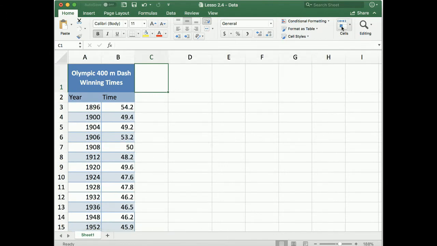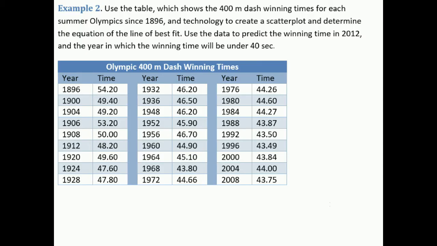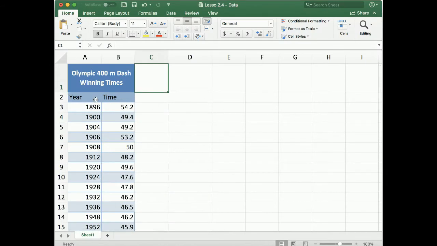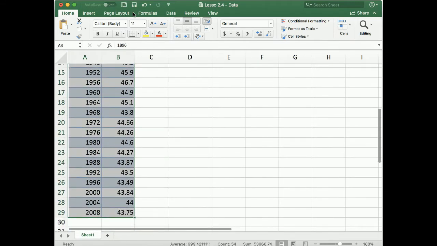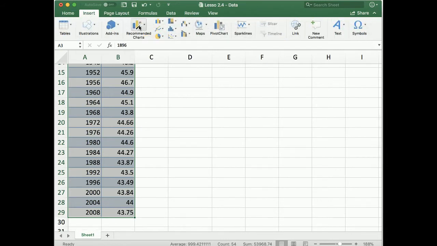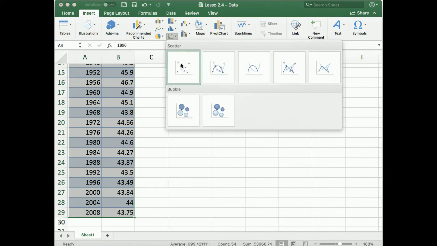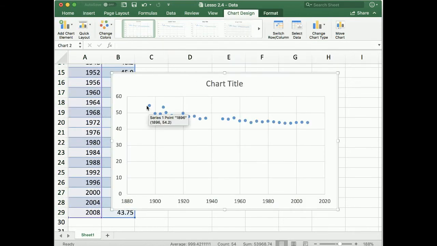And let's go back and look what we're supposed to do. Use the table which shows the 400-meter dash winning times for each Summer Olympics since 1896 and technology to create a scatter plot and determine the equation of the line of best fit. So we want to create a scatter plot. To do that, you can select your values all the way down, and we can go to Insert. When we go to Insert, there's a lot of different charts over here and down here. This one is a scatter plot, so we'll choose this scatter plot right here, and there's all those data points.